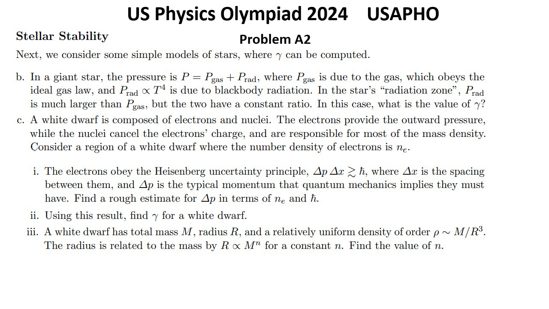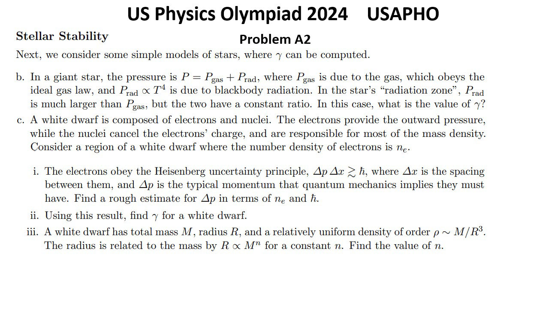Question C. A white dwarf is composed of electrons and nuclei. The electrons provide the outward pressure, while the nuclei cancel the electron's charge, and are responsible for most of the mass density. Consider a region of a white dwarf where the number density of electrons is Ne.